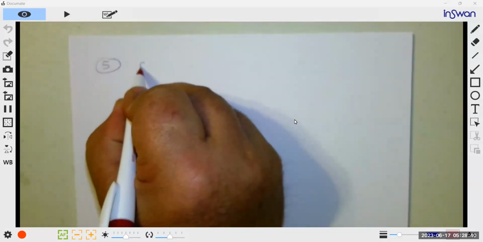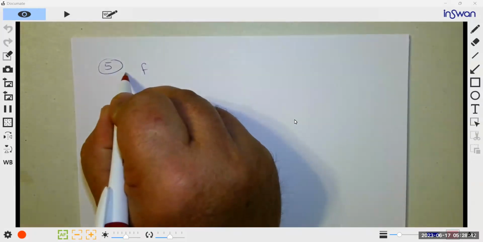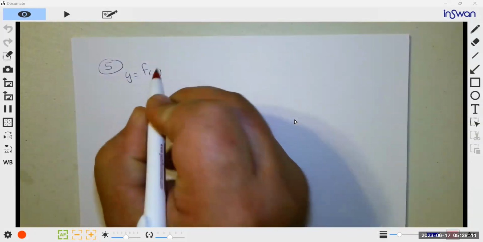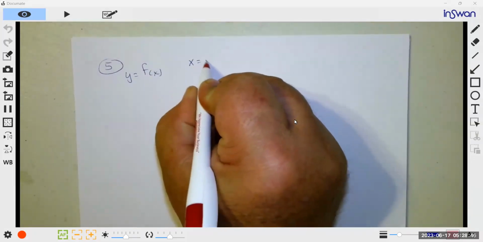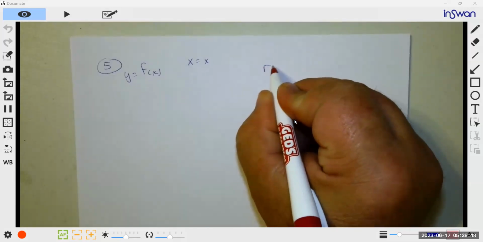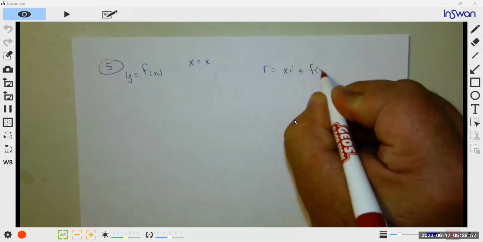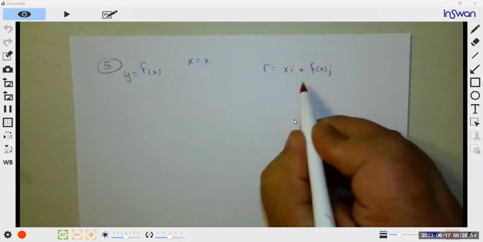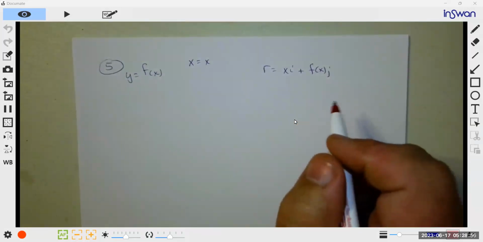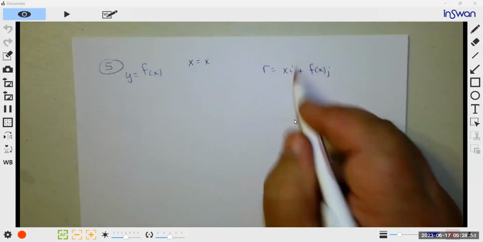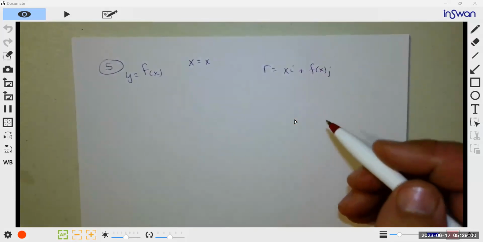So what do we know? We know y equals f of x equals x, and we know that r equals xi plus f of xj. It's just the parameterization: the first one is the domain, the x value, and the second one is the range.